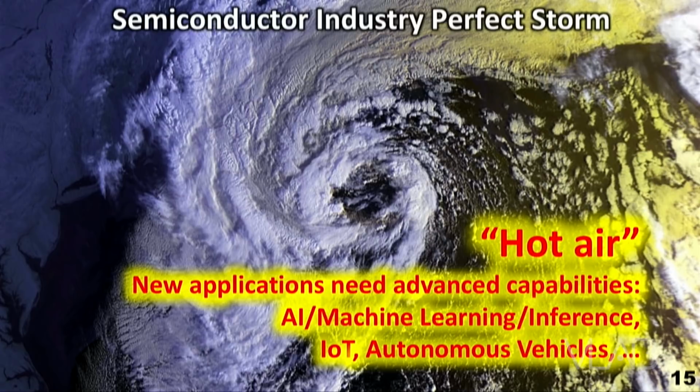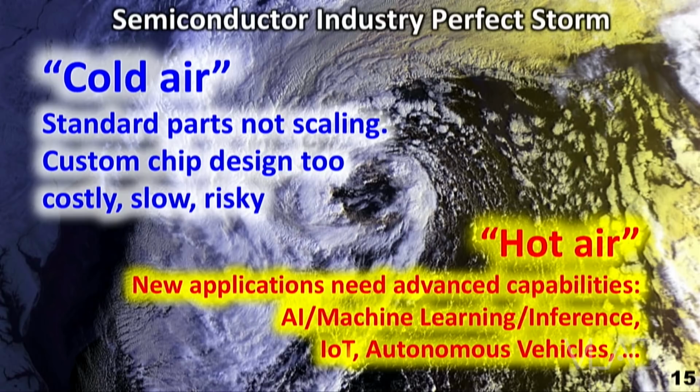AI, IoT, they need it in different forms. The markets are getting very fragmented. There's an incredible demand for custom silicon. The cold air, as Linley pointed out, is that it's really hard to make chips these days. It's very expensive. And the other thing is we've ended scaling.